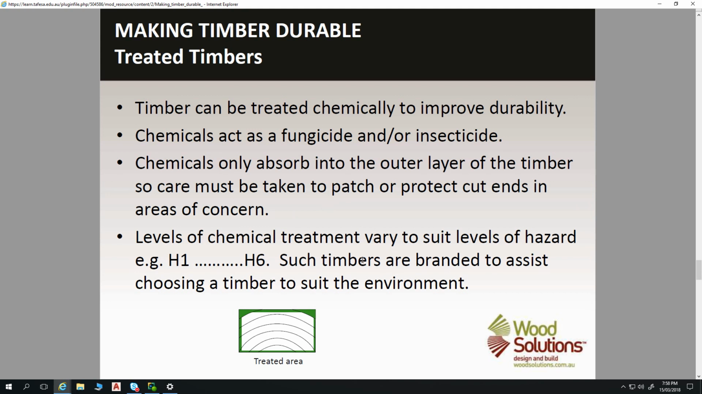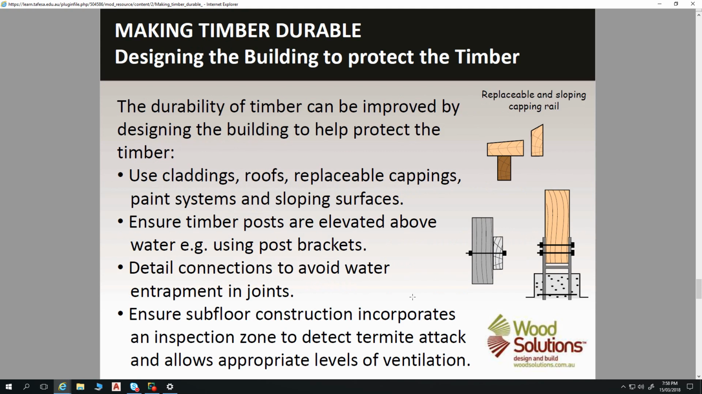Levels of chemical treatment vary to suit levels of hazard, e.g. H1 to H6. Such timbers are branded to assist choosing a timber to suit the environment. And this is an important one for you. So the durability of timber can be improved by designing the building to help protect the timber. So use claddings, roofs, replaceable cappings, paint systems and sloping surfaces.